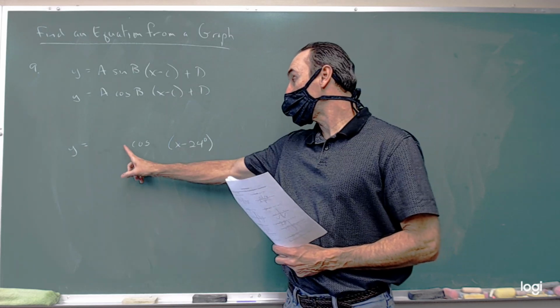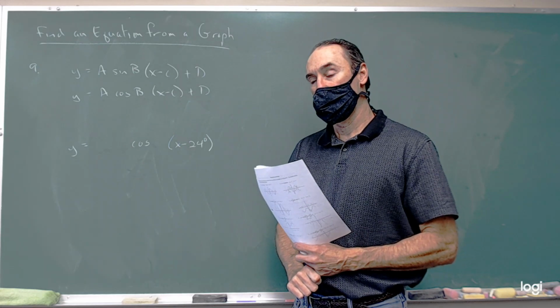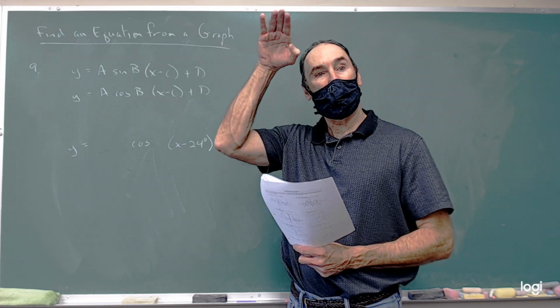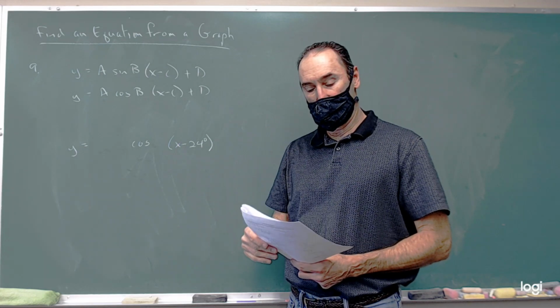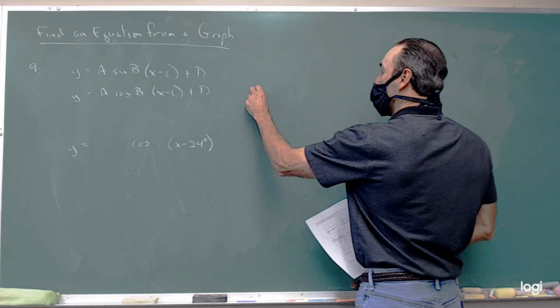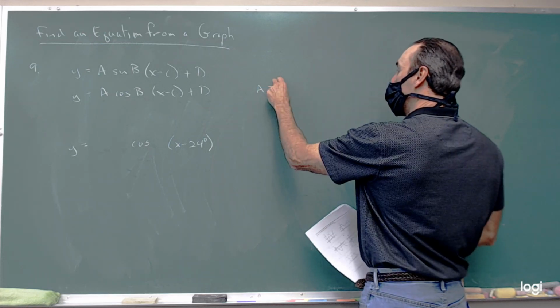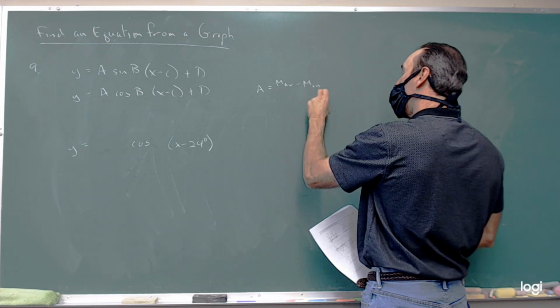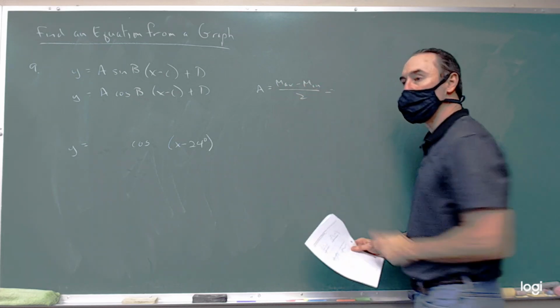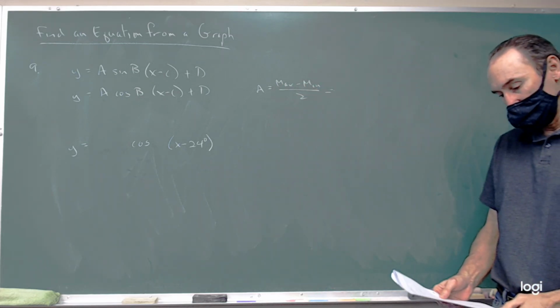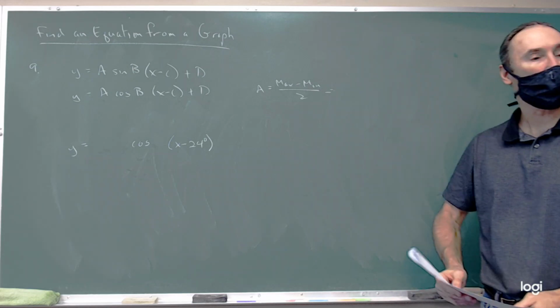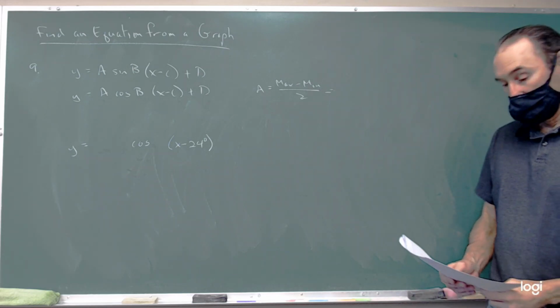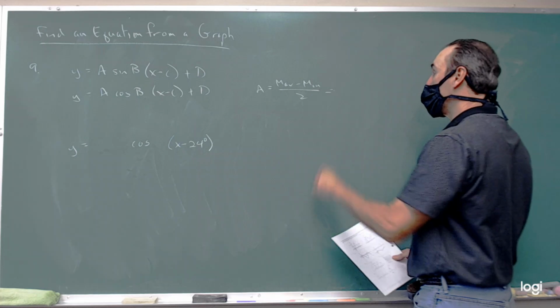Remember, amplitude is going to give us that A, and we want the maximum minus the minimum divided by 2. So the amplitude, or A, is going to be the maximum y value minus the minimum y value divided by 2. And so for us here, what is that going to be? What's the maximum it's going to be? 18. And what's the smallest it's going to be?